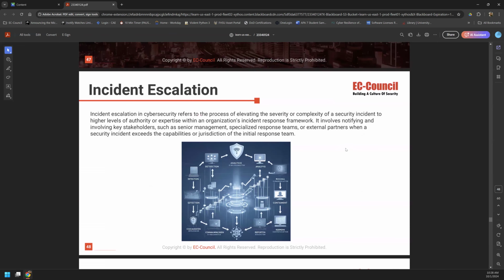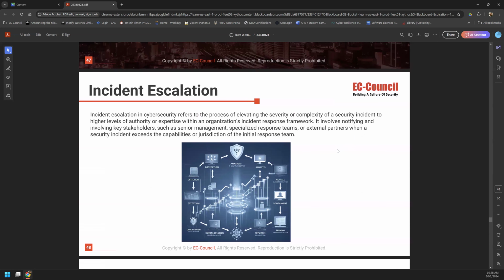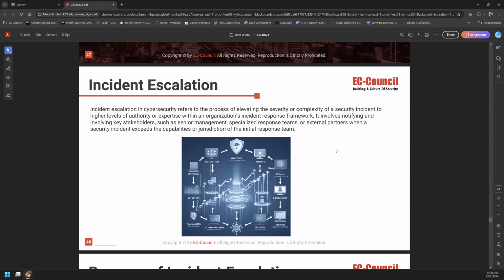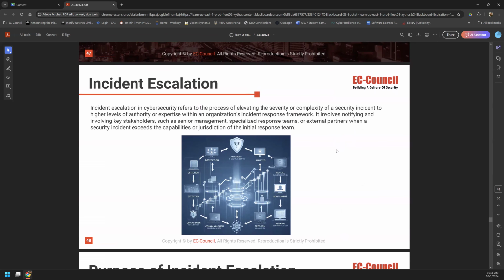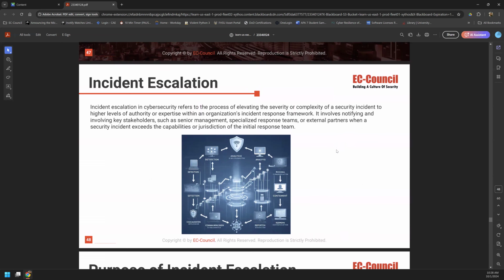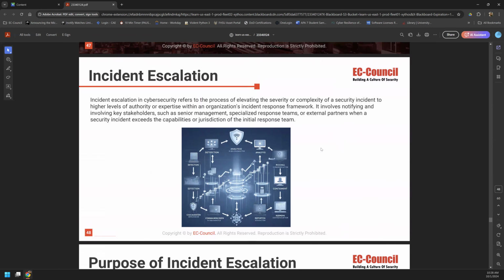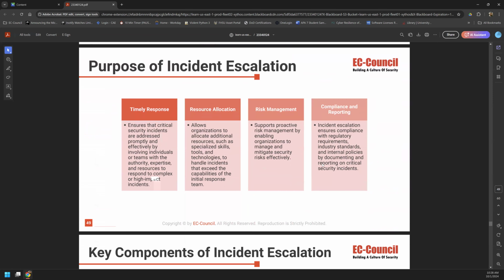However, when we do have an incident, we're going to have incident escalation, and we're going to refer to those processes of evaluating the severity or the complexity of a security event to a higher authority or an expert within the organization's incident response framework. And a lot of times this could be you're the same person that's going to escalate this.